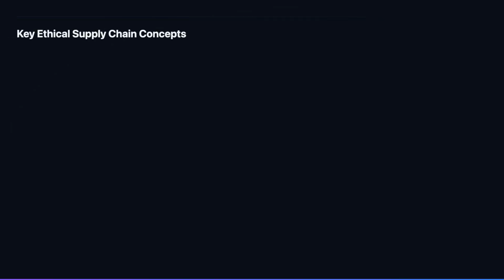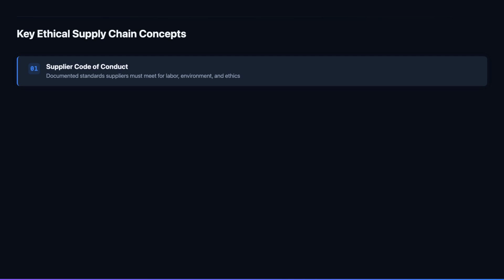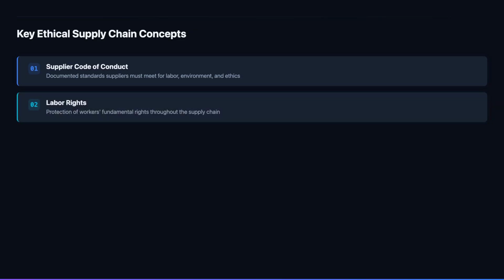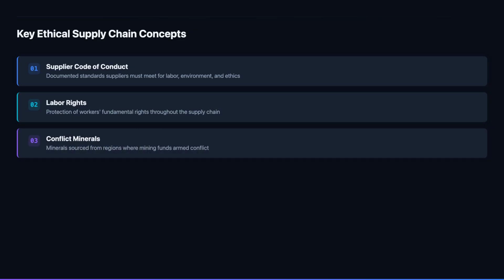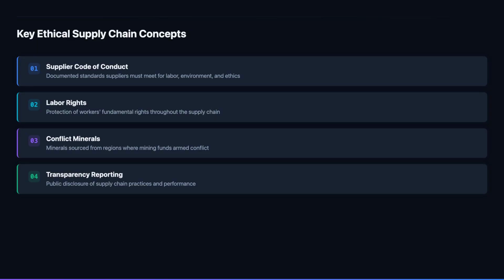An ethical supply chain is built on several foundational concepts that guide responsible sourcing and operations. A supplier code of conduct sets the baseline expectations that every partner in our supply chain must meet. Protecting labor rights means ensuring fair wages, safe conditions, and freedom from forced or child labor at every tier. Responsible sourcing requires us to trace minerals back to their origins and avoid funding armed conflicts. Transparency reporting builds stakeholder trust by openly sharing how we manage ethical risks in our supply chain.